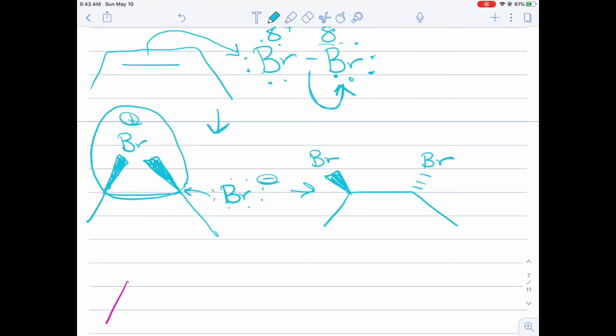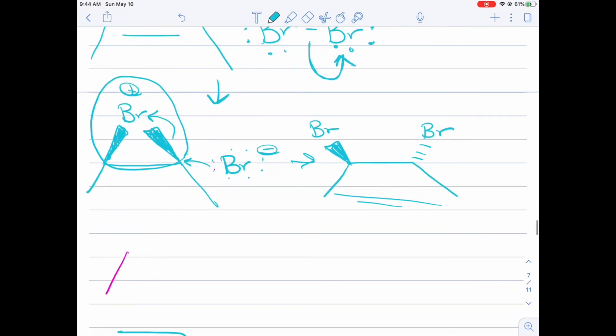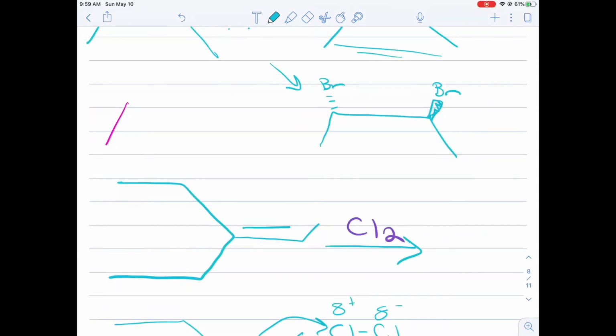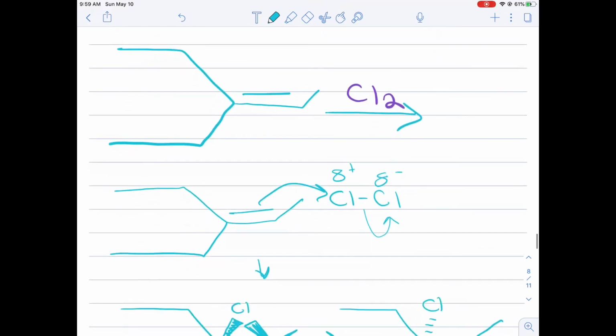And then your negative bromine is going to attack one of the carbons, expelling the electrons in the bond back to bromine and giving you a trans product. Now, you can also have the attack occur from the left side as well, which can also give you the other enantiomer. Let's take a look at the next problem.